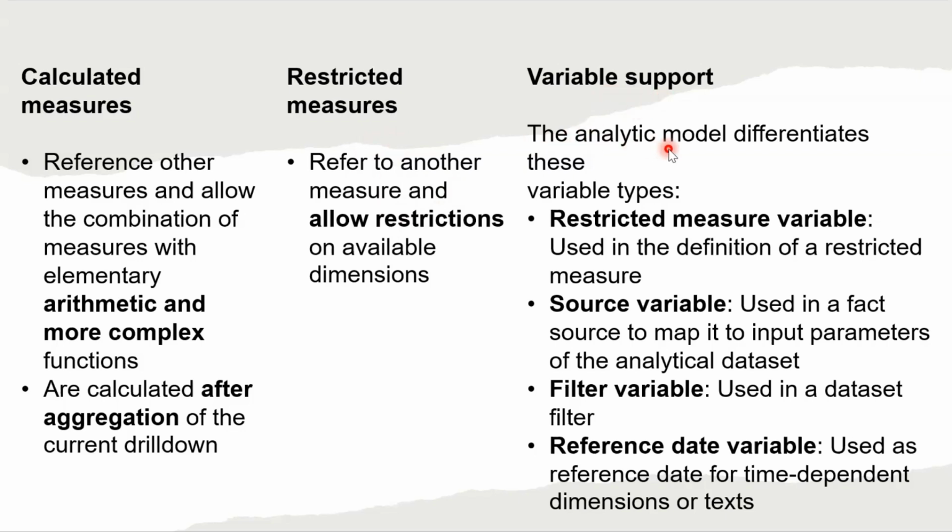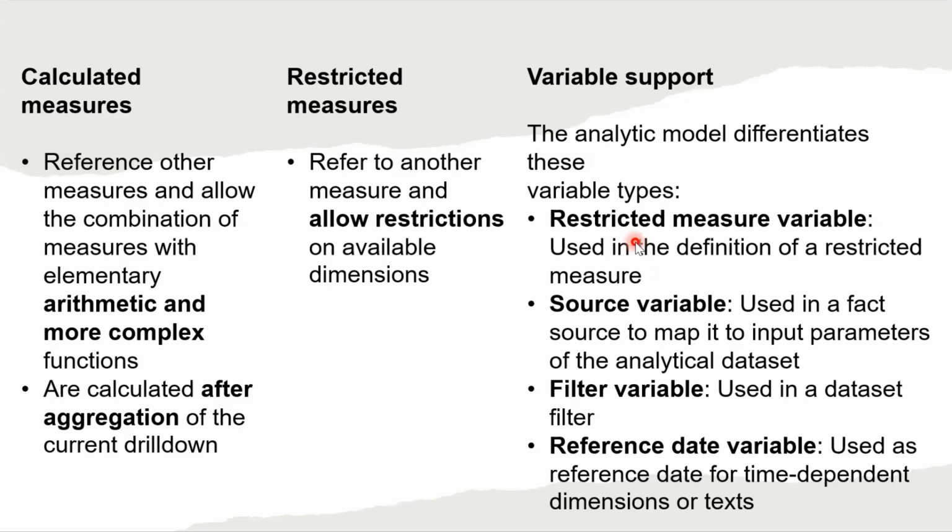Then we have variable support. The analytic model differentiates these variable types. First, restricted measure variables, which are used in the definition of restricted measures. When you define a restricted measure variable, you will get a pop-up when you run the data preview, and there you will provide the value of that dimension.